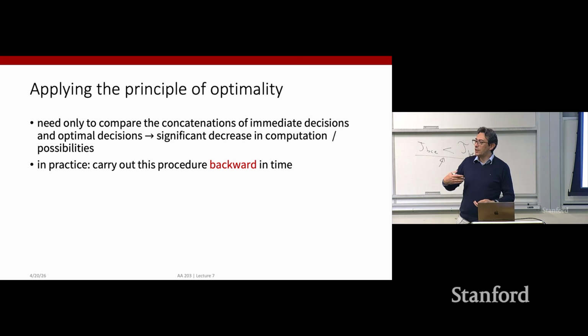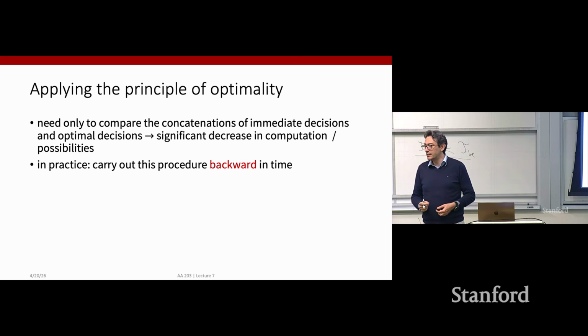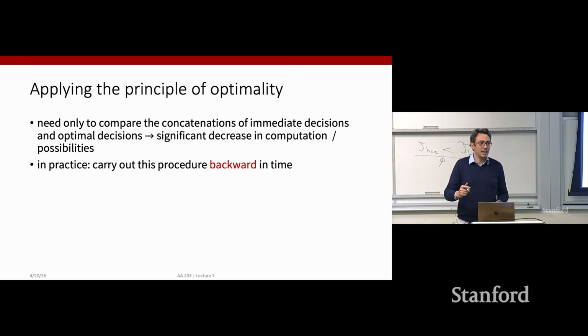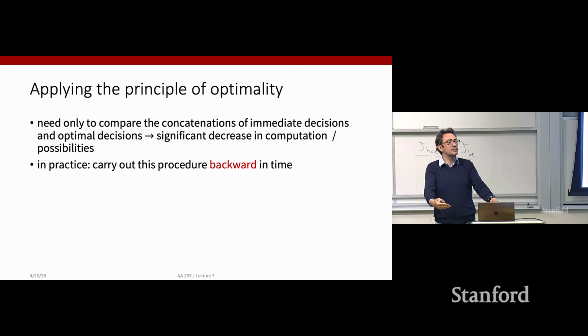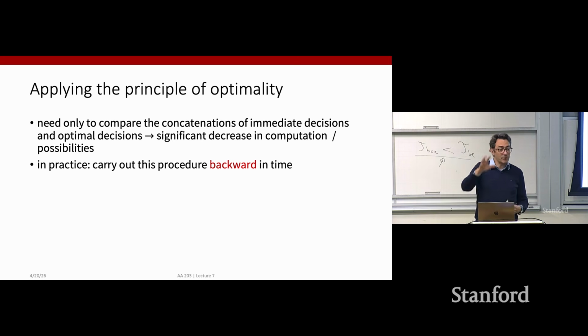So that's where the somewhat non-intuitive idea of dynamic programming comes in. You solve the problem backward in time, even though, of course, time moves forward. So you deploy your policy going forward in time, but the problem is solved backward in time. You start from the end simply because at the end, the optimal solution is obvious.